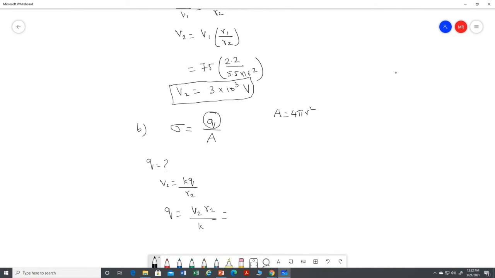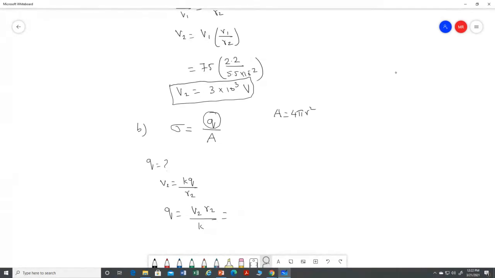What is V2? It is already given in the question, 75. And what is your R2 value? V2 is 3000. Oh, sorry. V2 is 3000. By mistake, I took V1. Okay, if you want to take V1, no problem. That will also give the same answer. So better I write V2.